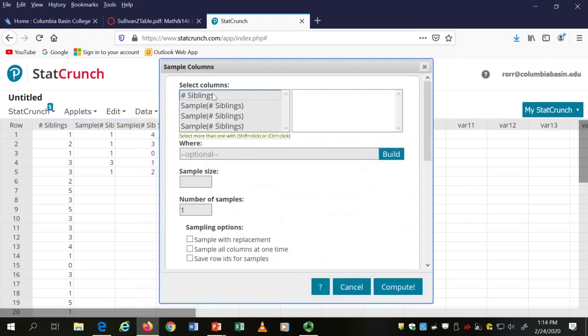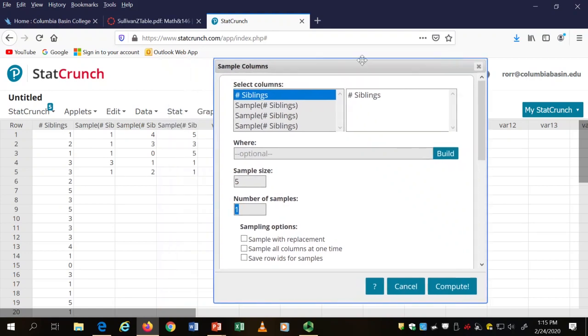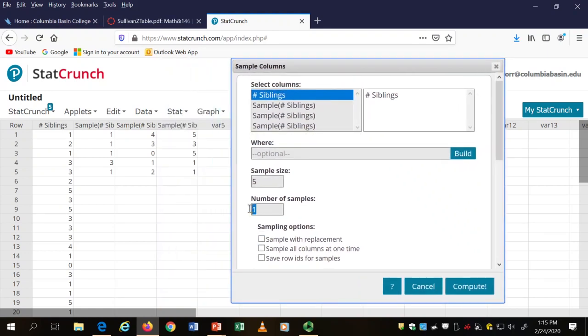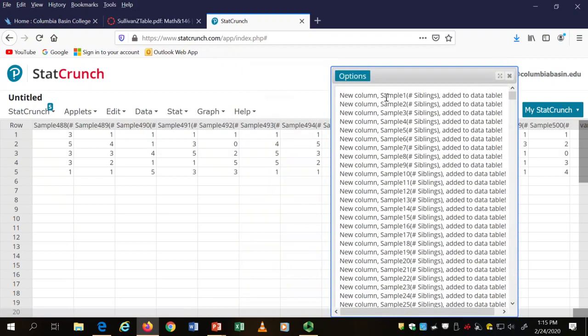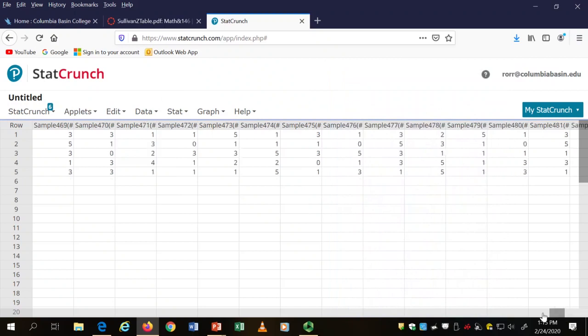Let's say I let a bunch of people come in here and sample our class 5 at a time. We already did 3, so let's do another 500. So I'm going to let 500 people come in here and sample our population. Then I'm going to hit compute, and boom, there you go. StatCrunch just produced 500 different samples of size 5. It did it 500 times. Just picked up 5 people, threw them back. Picked up 5 people, threw them back.